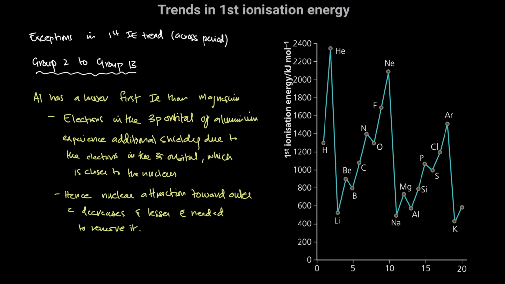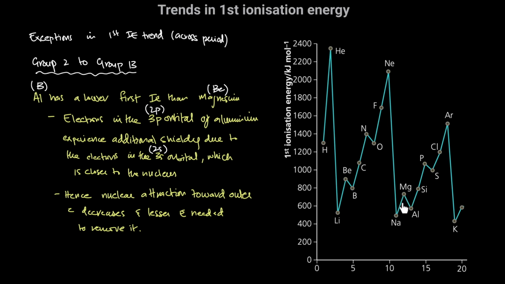The exact same explanation would apply to the trend that you see from beryllium to boron as well. Okay, so this highlights the trend from group 2 to group 13, from beryllium to boron or from magnesium to aluminum. Obviously, if you were talking about boron having a lower first ionization energy than beryllium, here you'd have additional shielding of the 2p electrons from the 2s electrons.